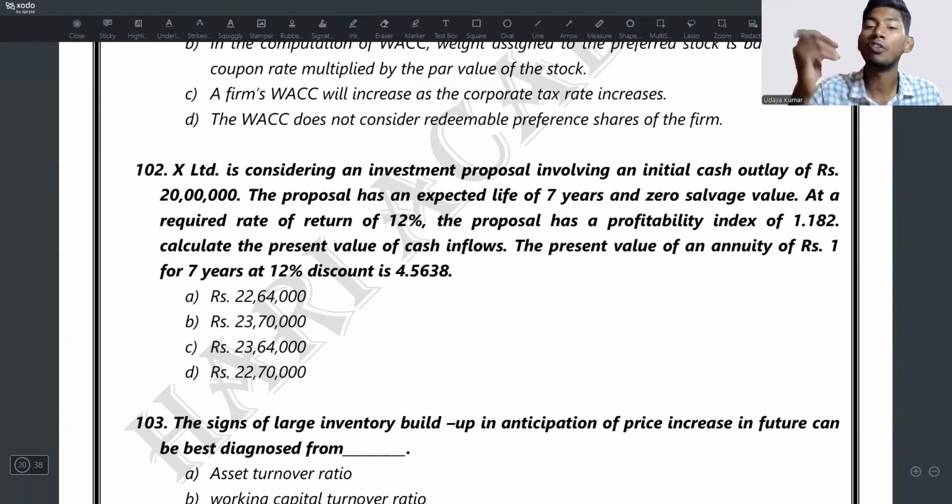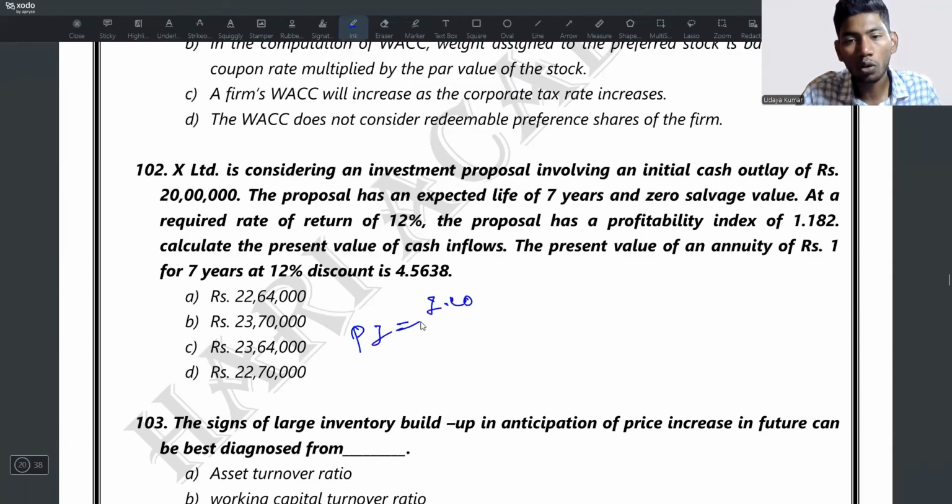So with the help of profitability index, you can calculate the present value of cash inflows. How, sir? So profitability index formula, PI is equal to what? Present value of cash inflows divided by initial cash outlay. Already you are having the value of initial cash outlay, which is 20 lakh. So with the help of profitability index value 1.182, just cross multiply this value. So from the denominator on the left hand side to the numerator, 20 lakhs into 1.182, right?